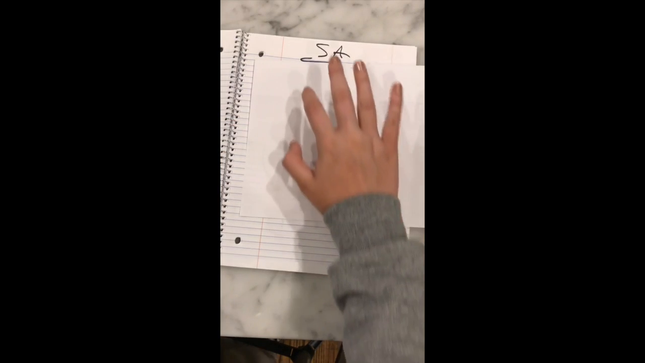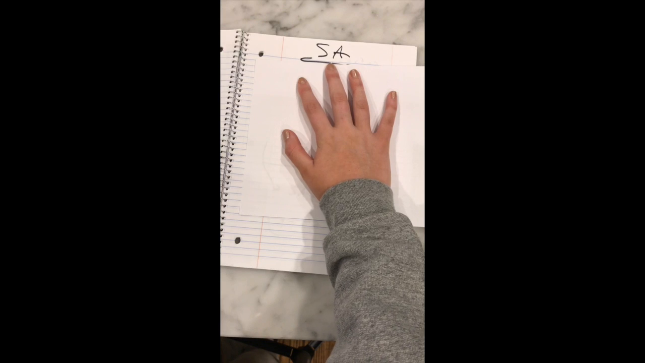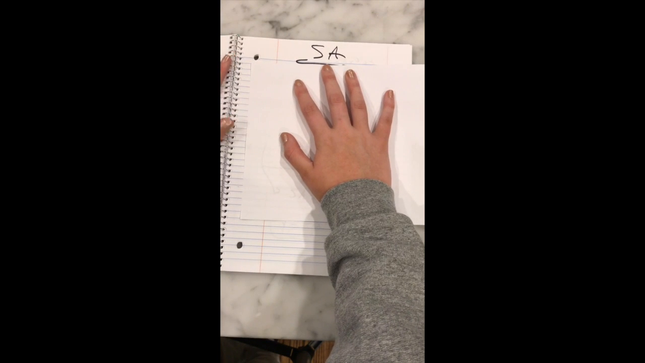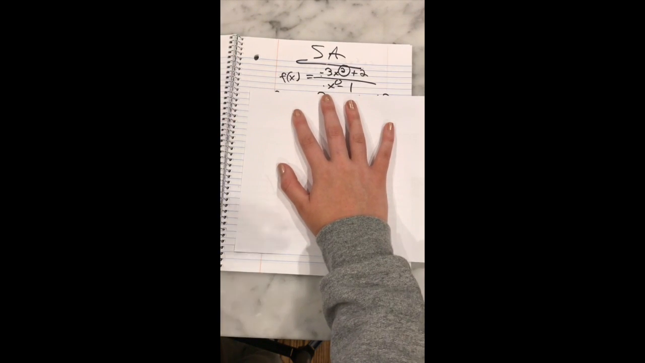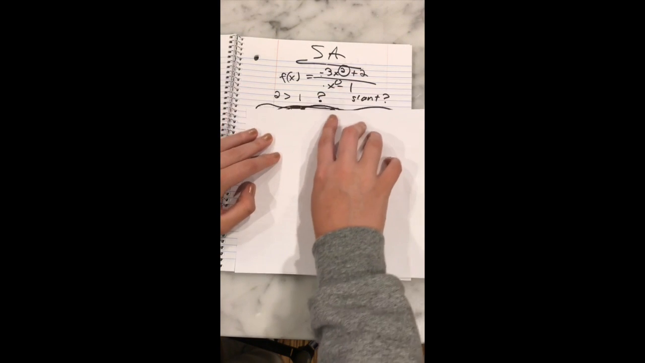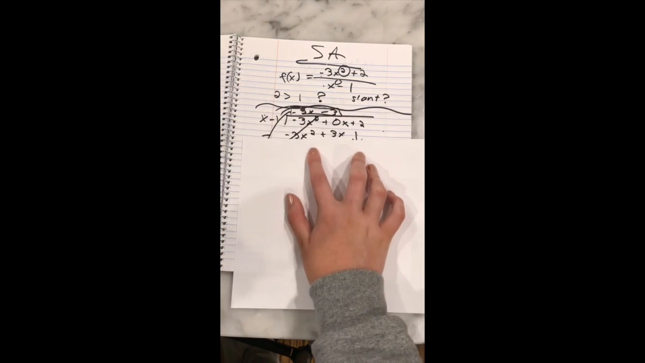Next, we're going to talk about slant asymptotes. What is that? That's basically when you have a function where the exponent in the numerator is greater than the exponent in the denominator, like this one. So we can see 2 is greater than 1. What do we do? Something called polynomial division.